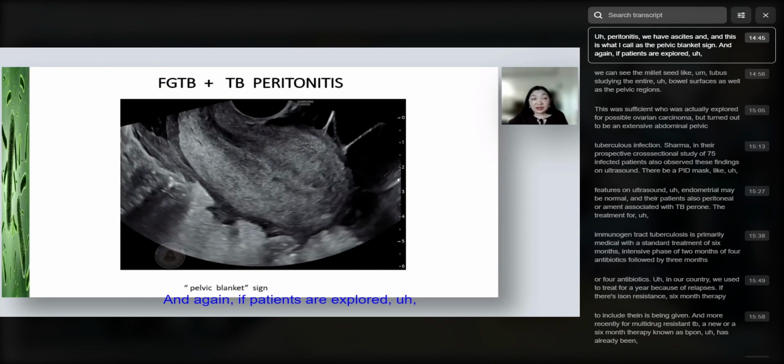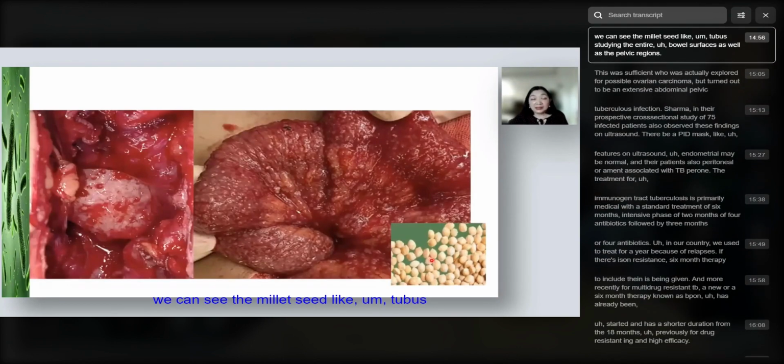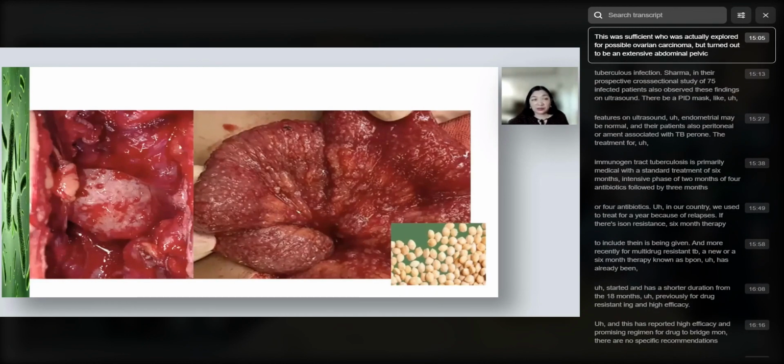And again, if patients are explored, we can see the millet seed-like tubercles studding the entire bowel surfaces as well as the pelvic regions. This was a patient who was actually explored for possible ovarian carcinoma, but turned out to be an extensive abdominopelvic tuberculosis infection.